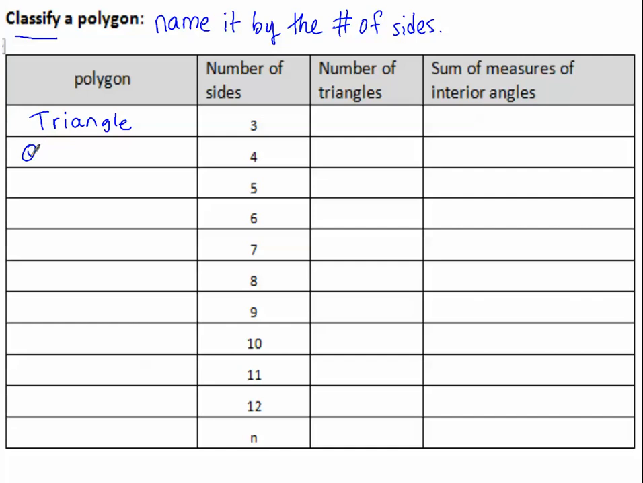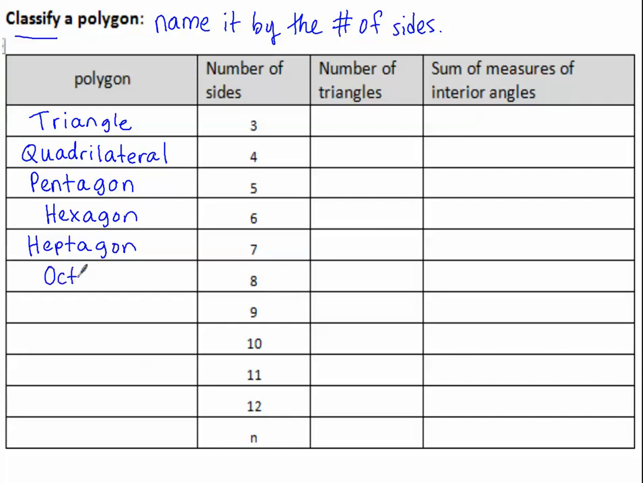4 sides is a quadrilateral. 4 for quad, lateral sides, quadrilateral. 5 sides, think of downtown, there's a building that's shaped like this, the pentagon. 6 sides is a hexagon. 7 sides is a heptagon. 8 sides is an octagon. Notice all of these are agon, agon, agon, agon. Please know that and spell it correctly.